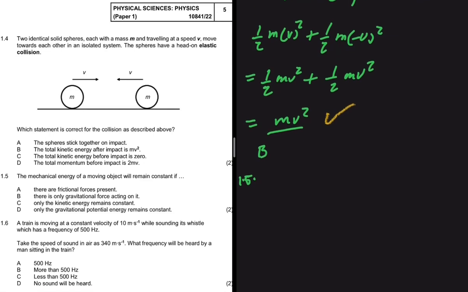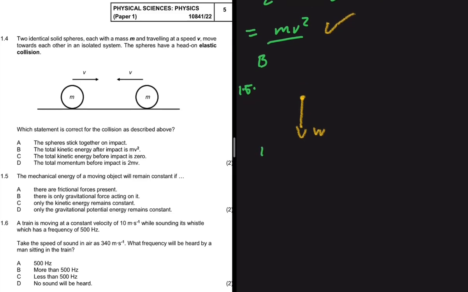1.5, the mechanical energy of a moving object will remain constant if its free body diagram looks like this. If this is the free body diagram of the object, then the mechanical energy will remain constant. It will be conserved, so to say. So A, there are frictional forces present. If there are frictional forces, your free body diagram will not look like this. And then there is only gravitational force acting on it. We don't have to go any further. The answer is B. Mechanical energy is conserved when your free body diagram looks like this.